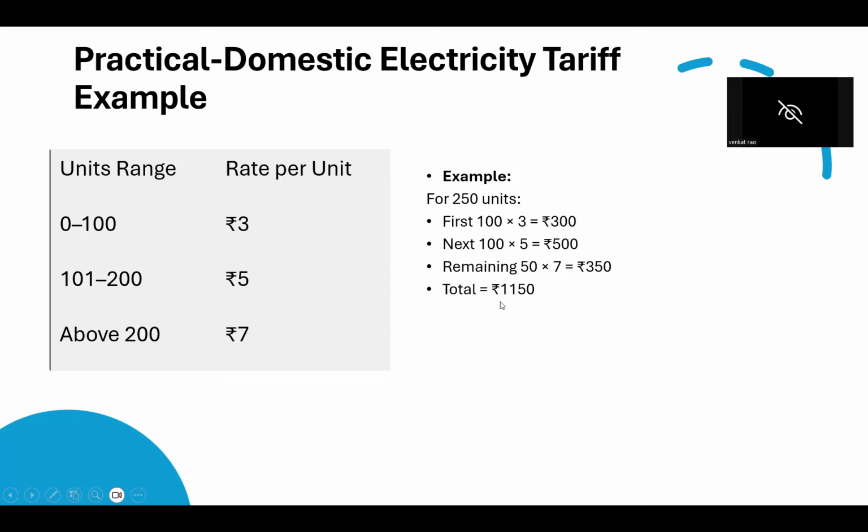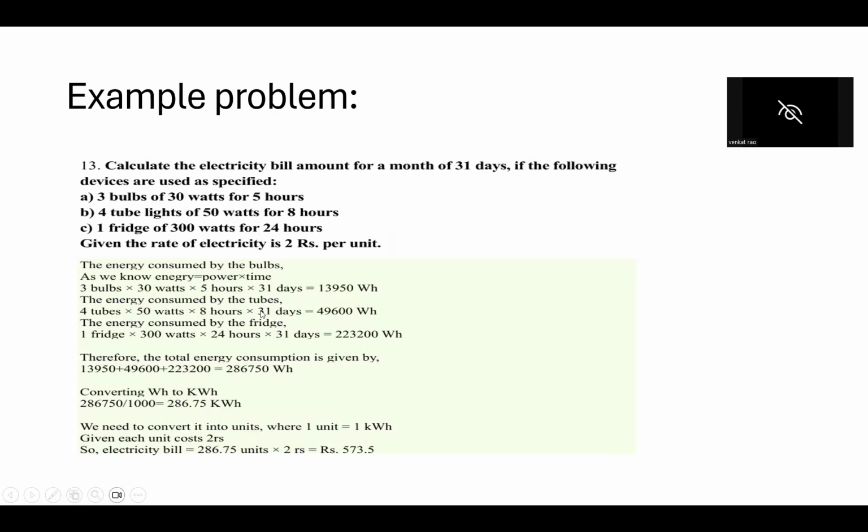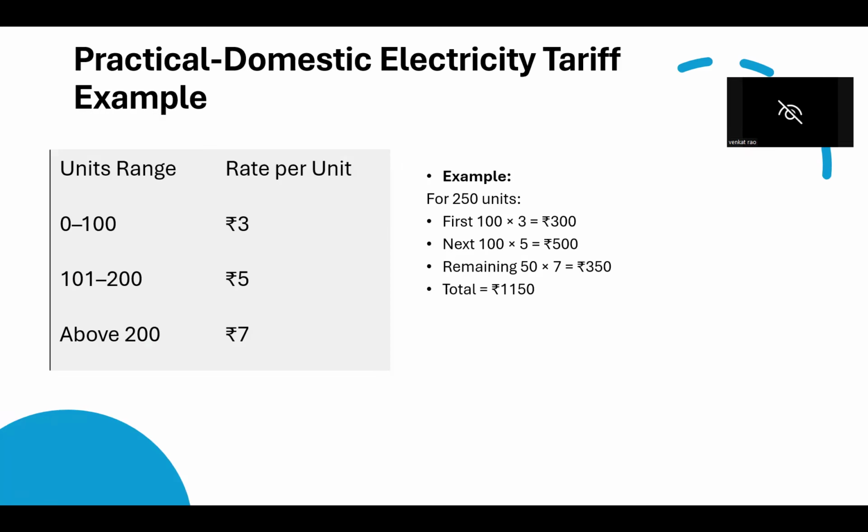First 100 units multiply with 3, so that is 300. Next 100 units multiply with 5, because it is 5 per unit rate, so 500. It is 250, more than 200 also. First 100, 3 rupees. Next 100, 5 rupees. Next 50, means above 200, that will be into 7. So 350. You need to add all these three. So this is the direct and real-time calculation of electricity. But from an examination point of view, you should know about this calculation. But anyway, everyone should know what the practical analysis of calculation of electricity bill is.